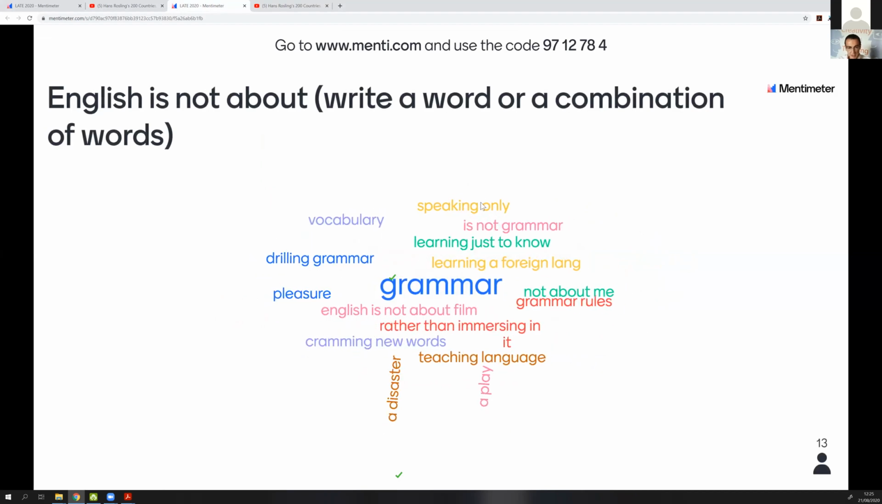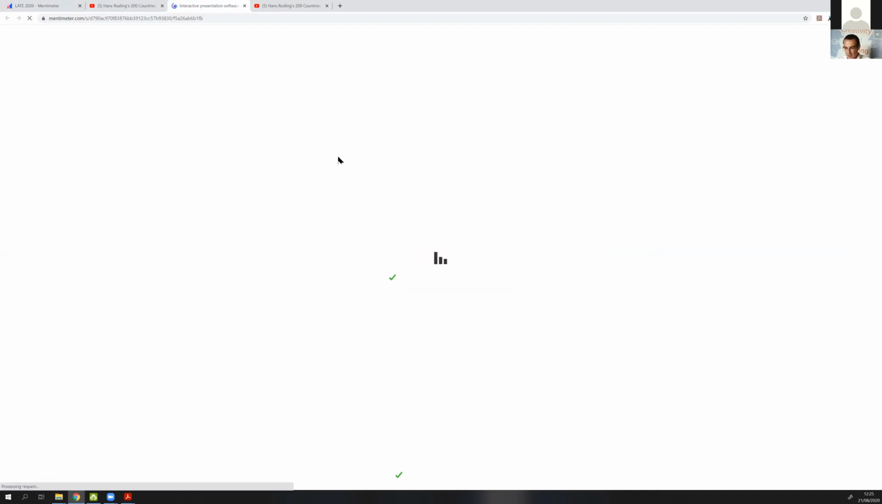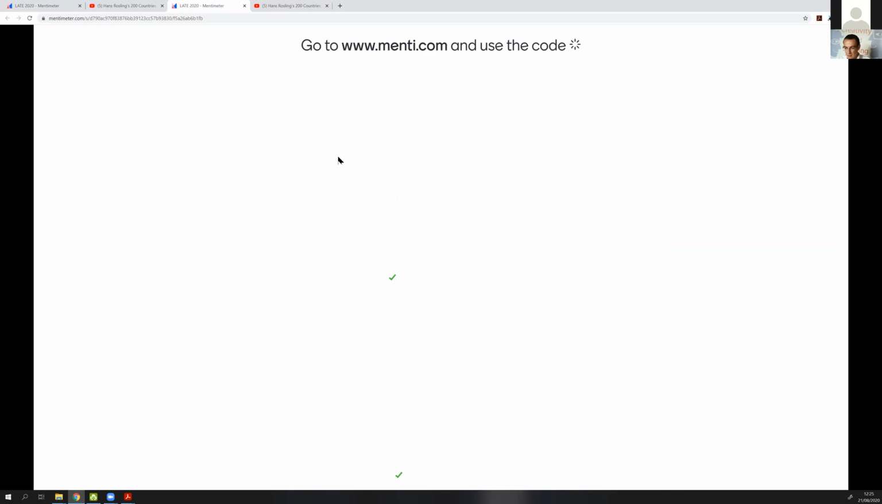So we can look at our answers also, what English is not about. Actually, most of us agree that English is not about grammar, because this word is bigger. That's interesting.